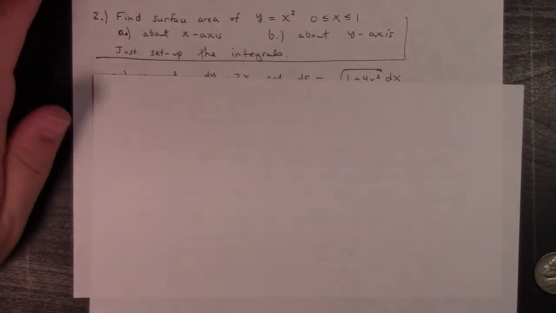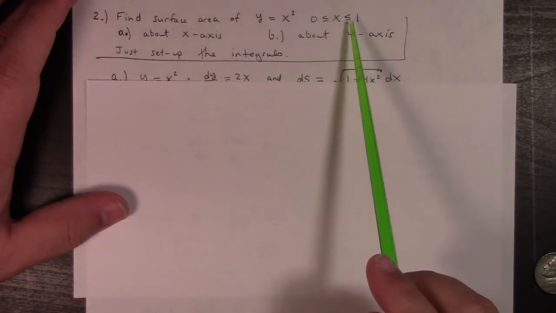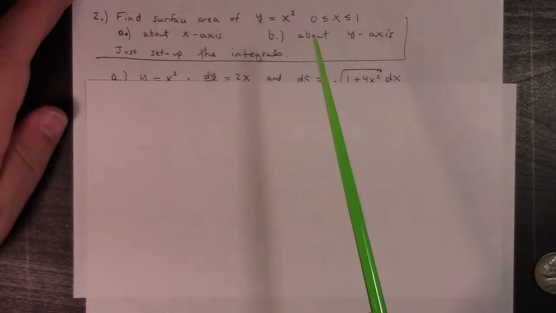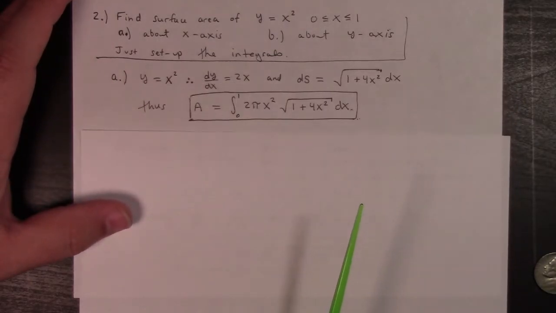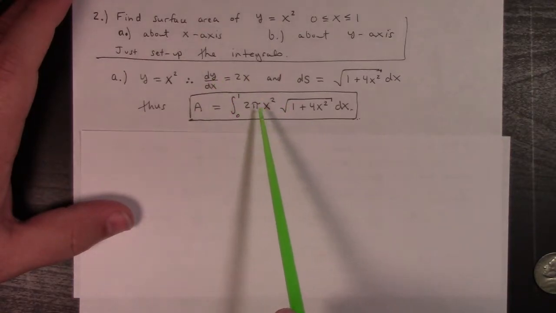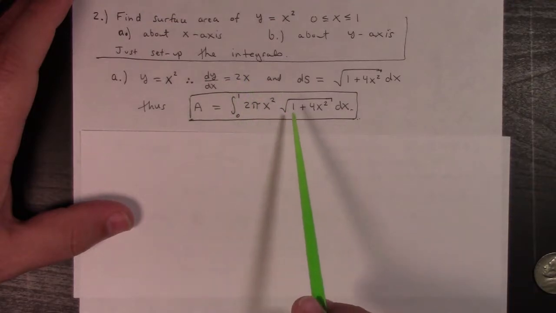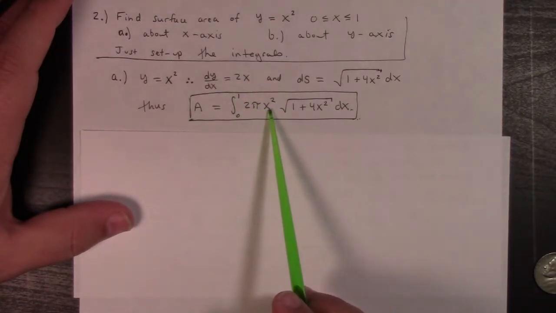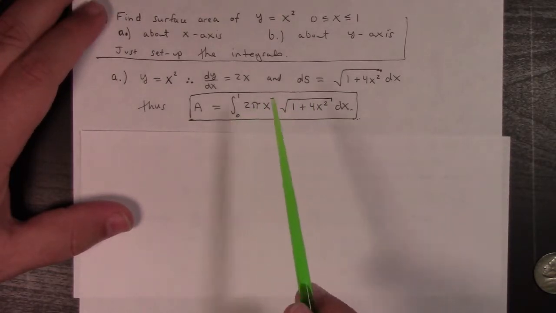So we're supposed to find the surface area formed by rotating y equals x squared from 0 to 1 about the x-axis and then about the y-axis. We're just going to set up the integrals this time. So, great. Here it is. A, about the x-axis. I've got y equals x squared, dy/dx is 2x, so I have to do 2 pi times the integral of x squared times the square root of 1 plus 4x squared dx, and there you go.